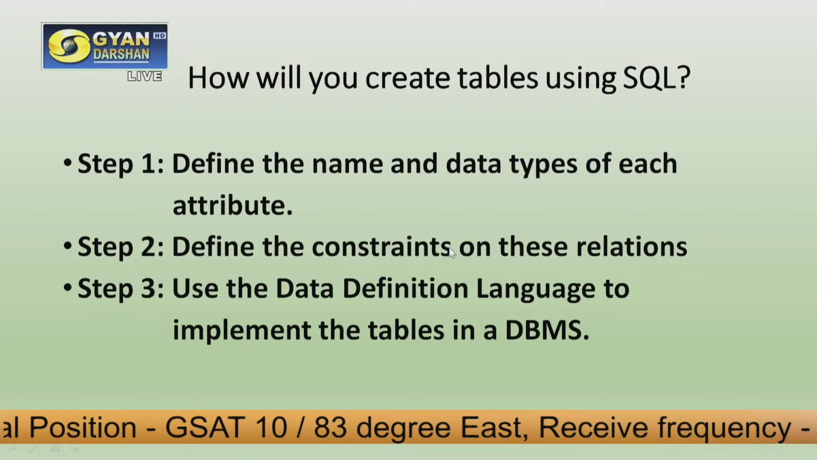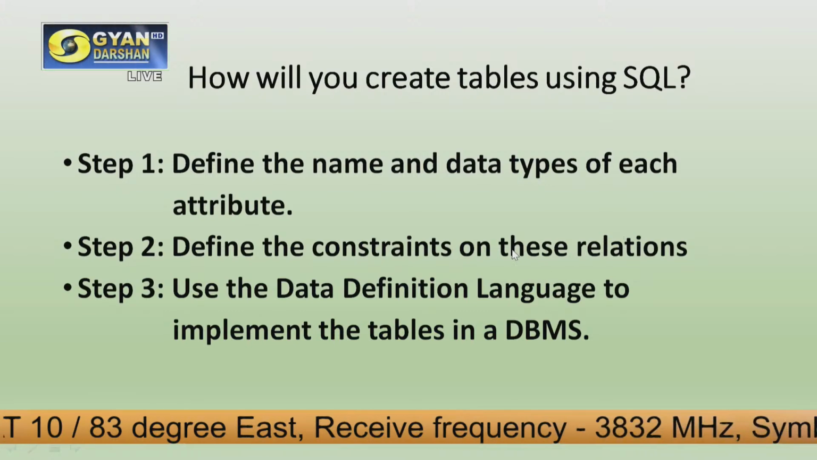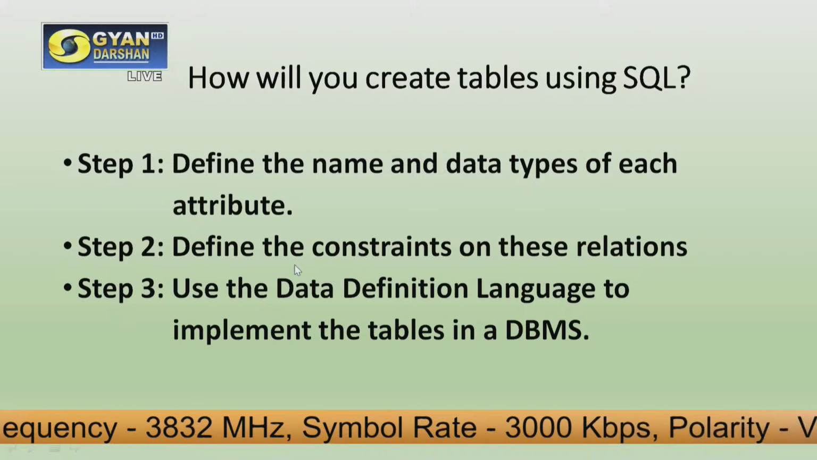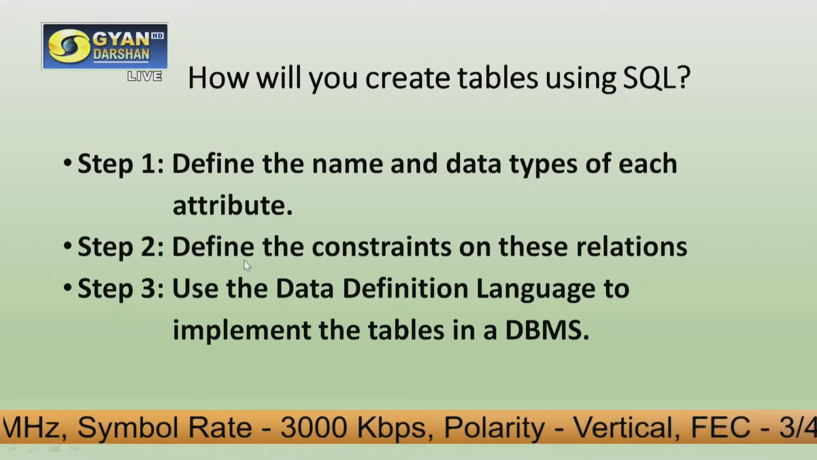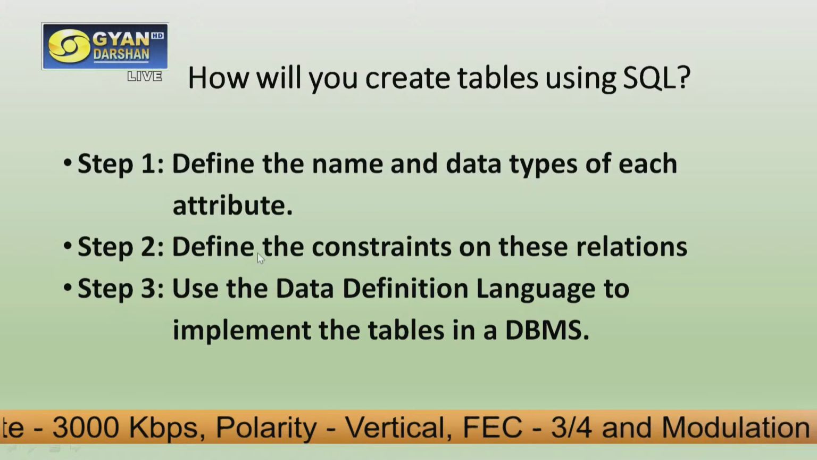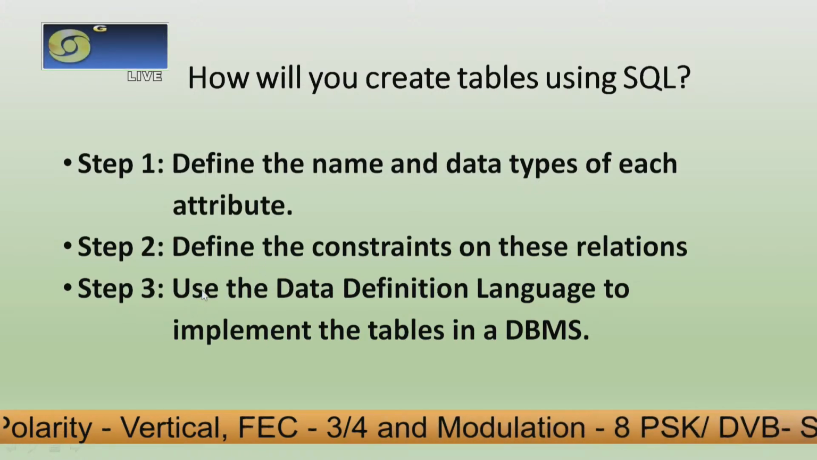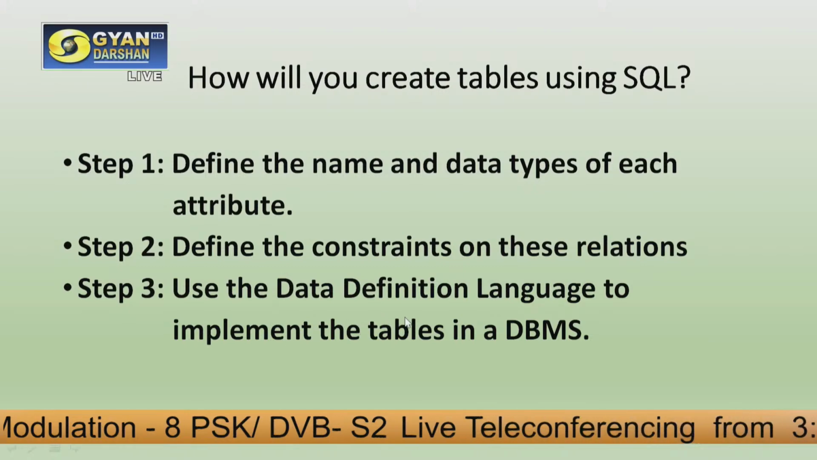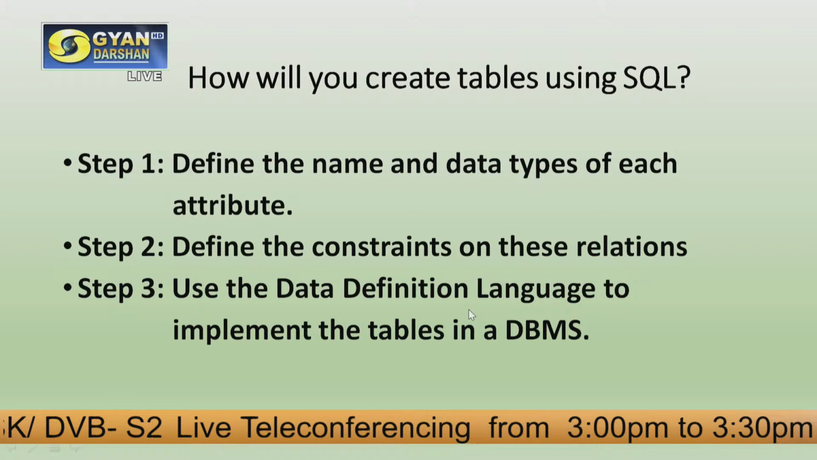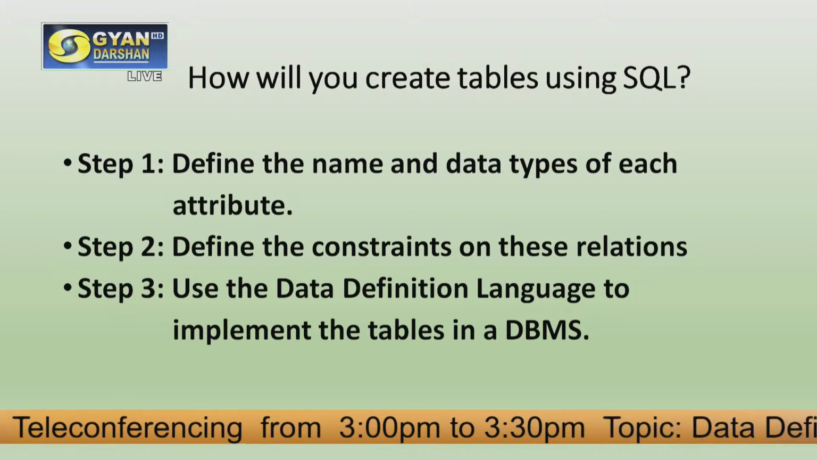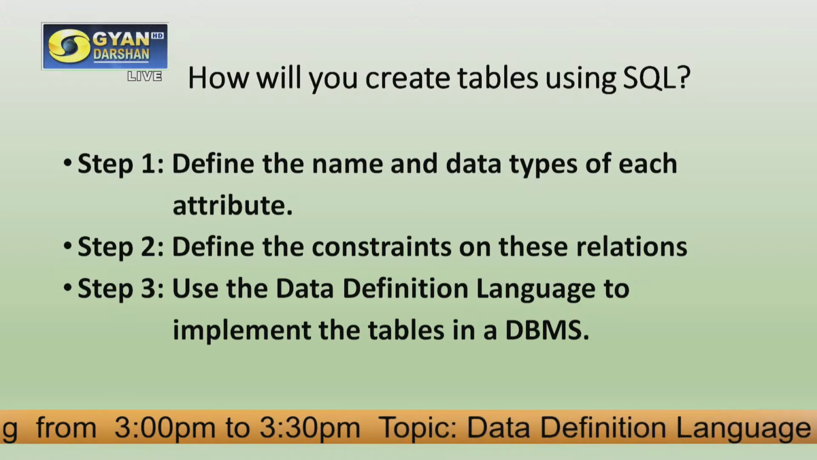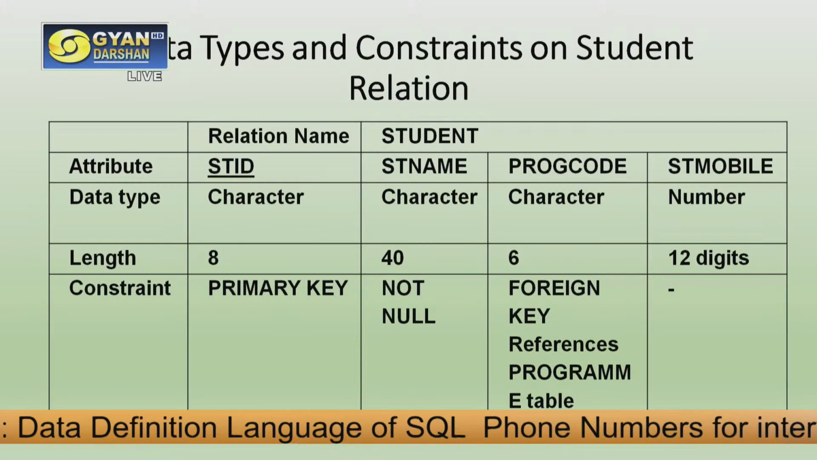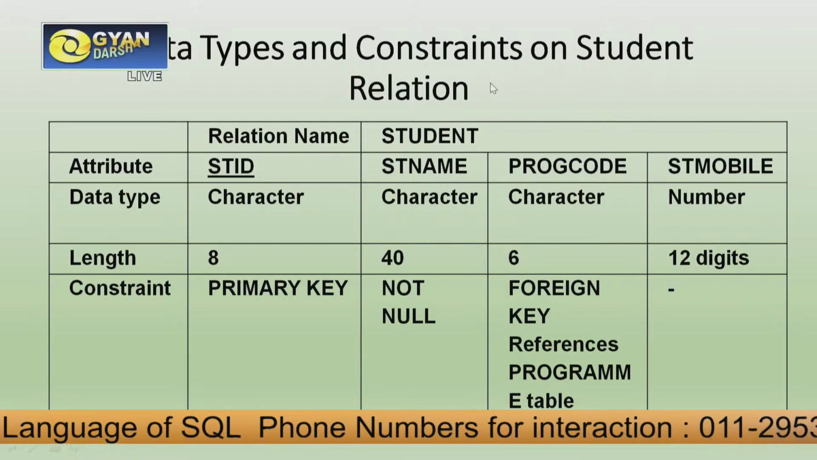Then define the constraints on these relations. So the constraint, what we could see, there was a constraint on primary key already there, right? And then there may be some constraint on the fee also, right? So we may like to define that. And then we will be using data definition language to implement the table in a typical DBMS. So these are the basic three steps which are required to be followed as far as this particular information is concerned.